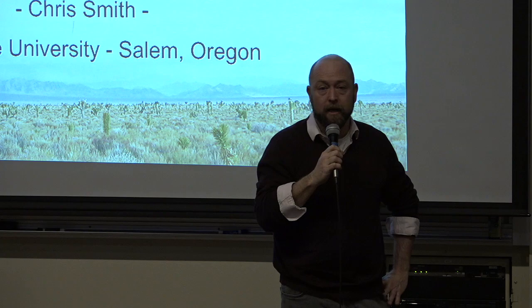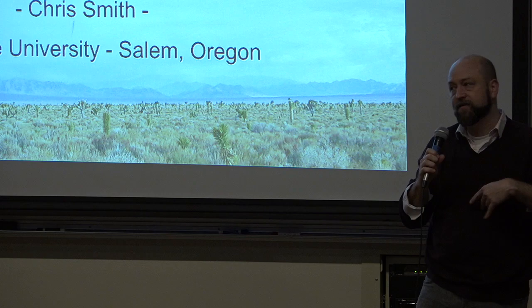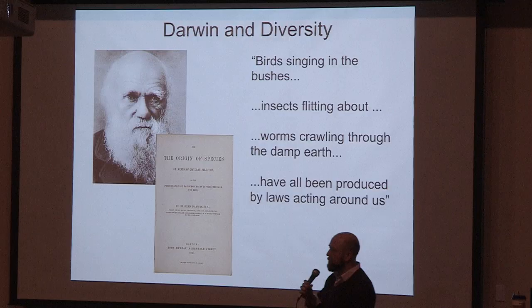As evolutionary biologists, one of the really great questions that we're trying to understand is the diversity of life on Earth. So why there are lots of some things and less of other things, and how those organisms came to exist. So we're going to start with Darwin, and we're going to talk about Darwin's abominable mystery.